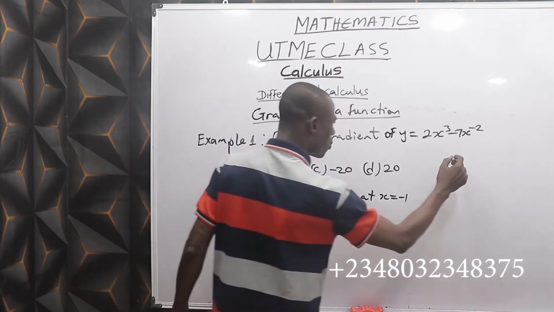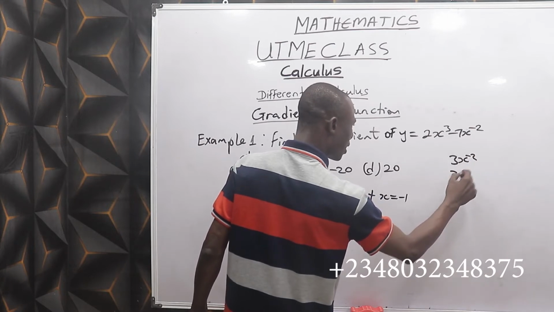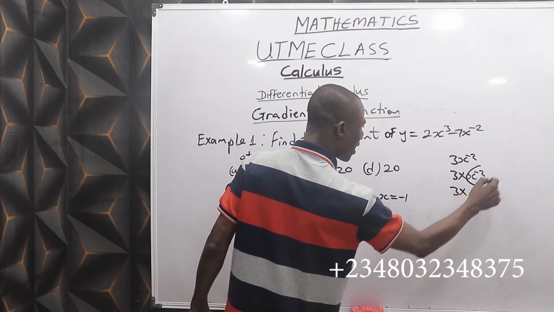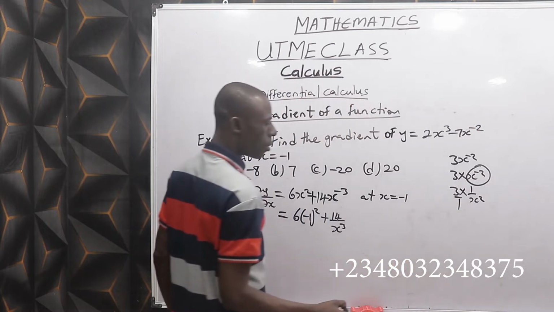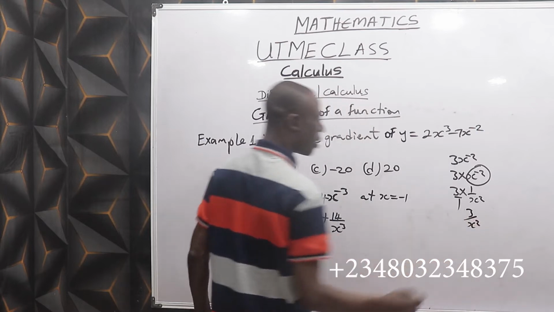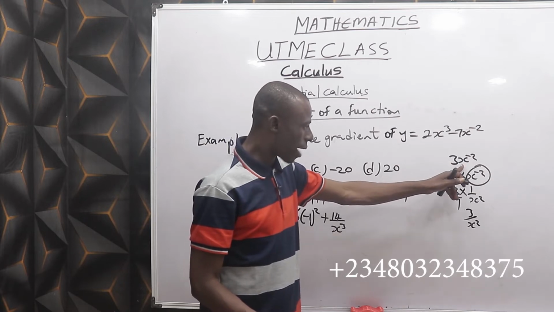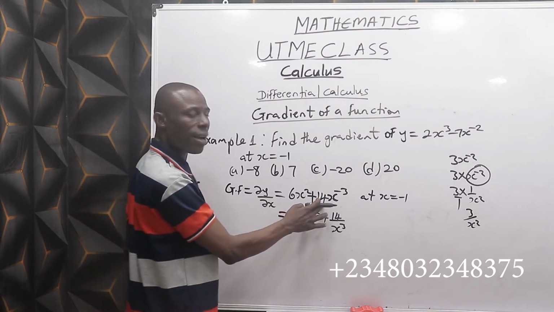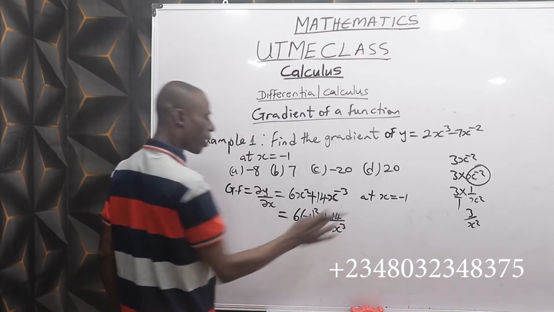Let me explain briefly. Anywhere you see something like 3x raised to the power minus 2, it's the same thing as 3 times x raised to the power minus 2. You express x raised to the power minus 2 as 1 over x squared, and this is over 1. 3 times 1 is 3, 1 times x squared is x squared, so you have 3 over x squared. So 3x raised to the power minus 2 is the same thing as 3 over x squared. The same thing applies here: 14x raised to the power negative 3 is the same thing as 14 over x raised to the power 3.